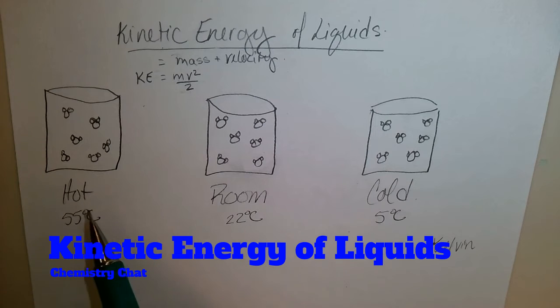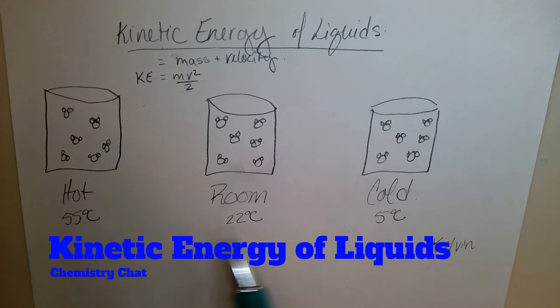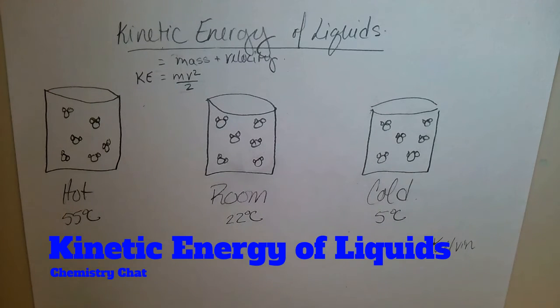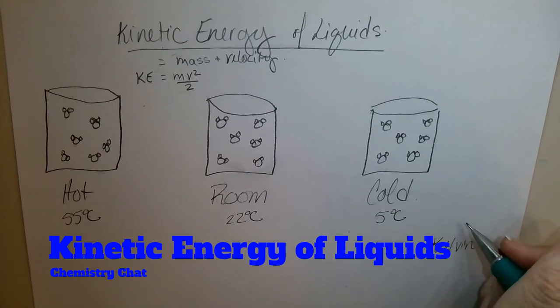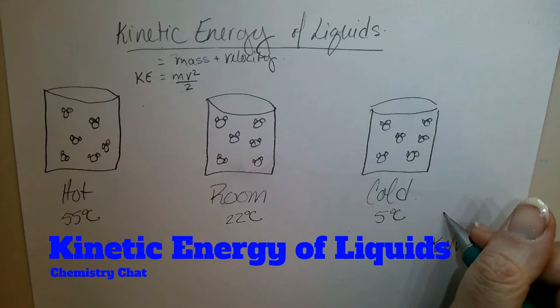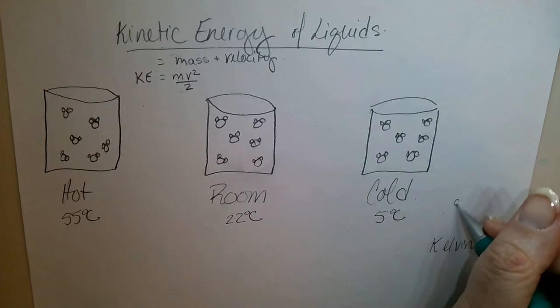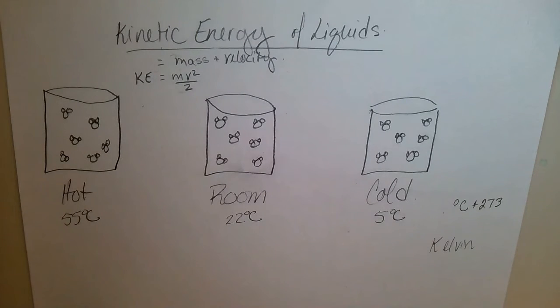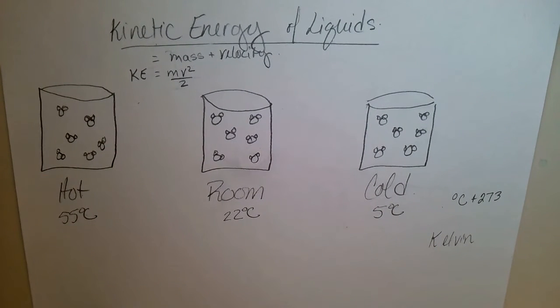I believe the numbers in the video were 55 degrees for the hot container, the room temperature was about 22 degrees Celsius, and the cold container was about 5 degrees Celsius. In order to find out what this is in kelvins, we have to take the degrees Celsius plus 273, and that will tell us the temperature in kelvins. So real quick, take some time and go do those calculations.